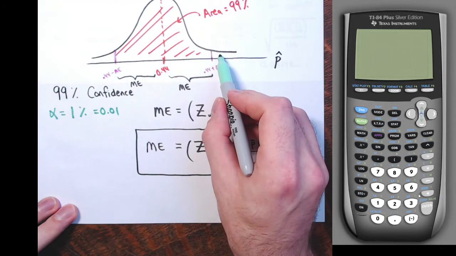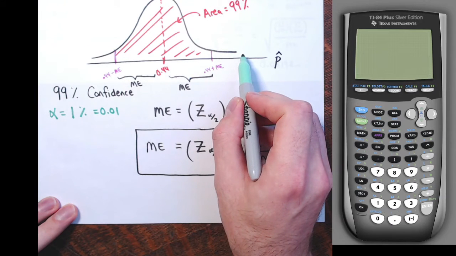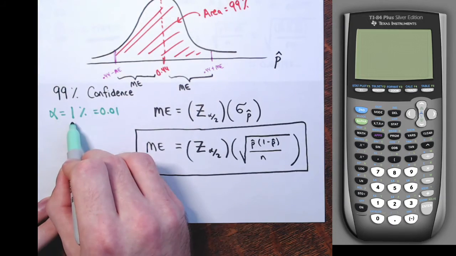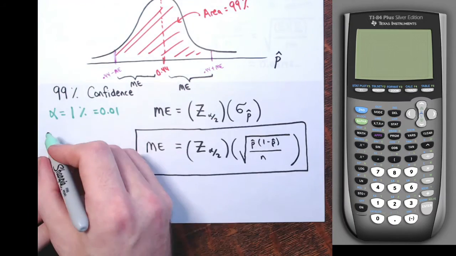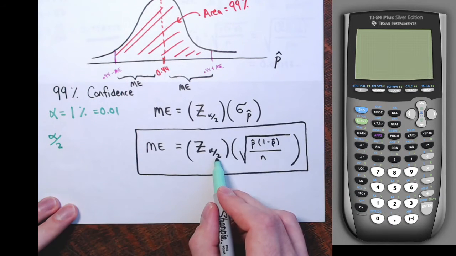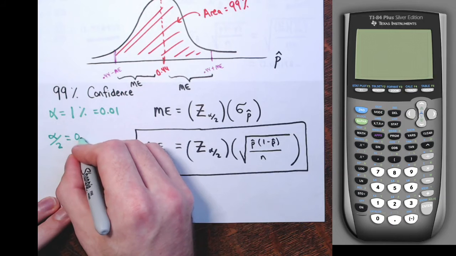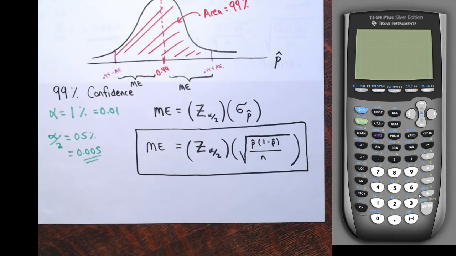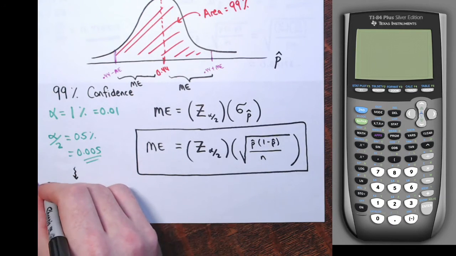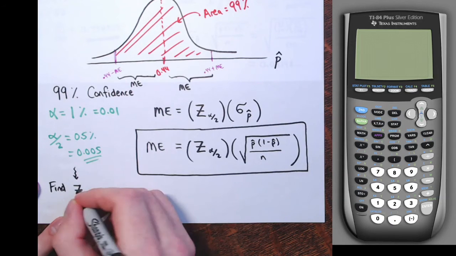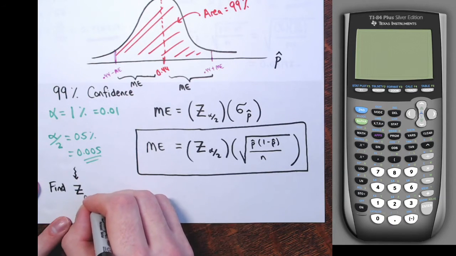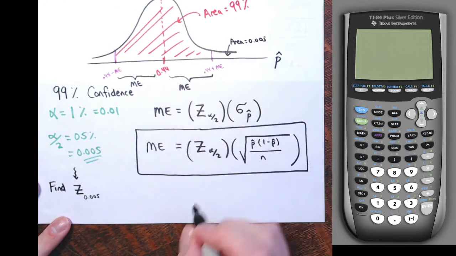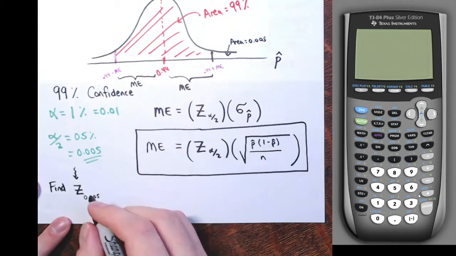So this white space over here above the upper value, along with the white space below the lower value, is 1%. Notice that's cut in half, so we have to cut this in half. What's alpha over 2? That's why this alpha over 2 is here. That's 0.5%, or in decimal, 0.005. So we're looking for this particular z-score. What's the z-score with an area of 0.005 above it, an area of 0.5%?